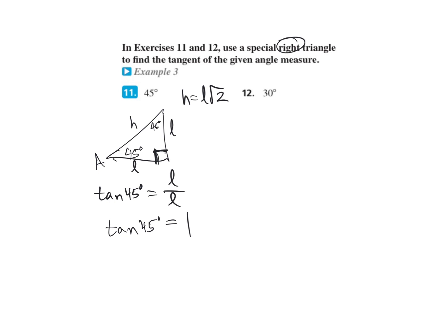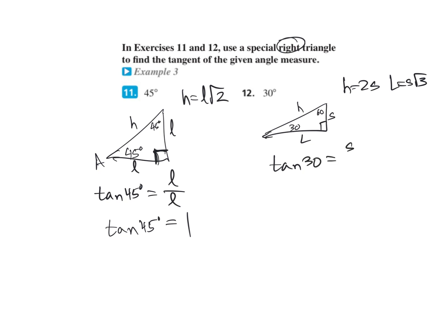All right, now 30, we have a 30, 60, 90 triangle. The hypotenuse is twice the short leg. That's your long leg, right? Hypotenuse is twice the short leg. Long leg is the short leg times the square root of 3. Okay, so let's do the tangent of 30. And we get the opposite leg over the adjacent leg.